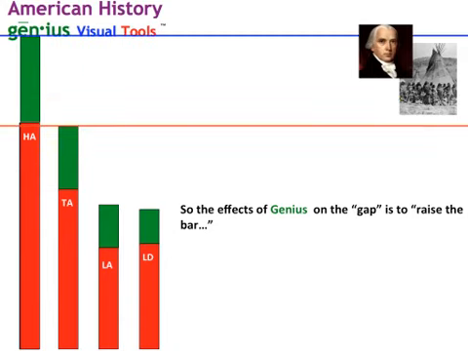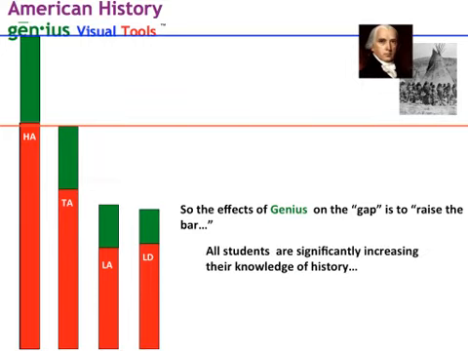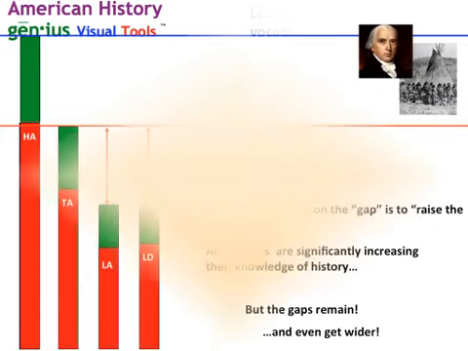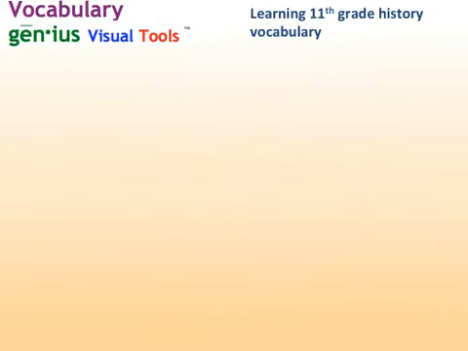So at first glance, it looks like we are reducing the achievement gap. But the reality of it is we're just raising the bar. While all students were significantly increasing their knowledge of history, the gaps remain, and if anything, they get a little bit worse or wider than they were before. But I'll go with raising the bar. I'm happy with that. This is another study.